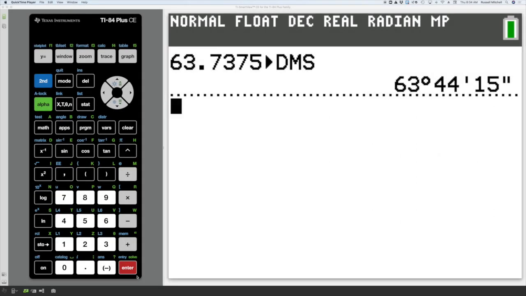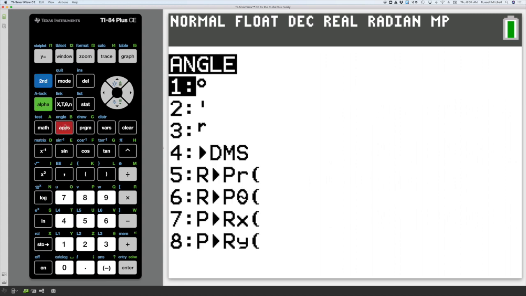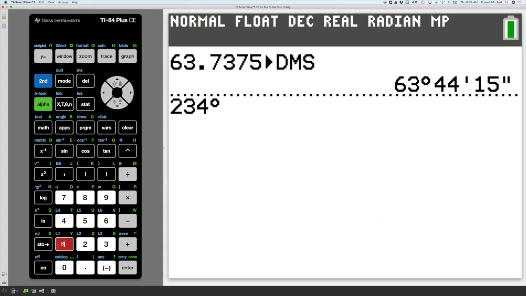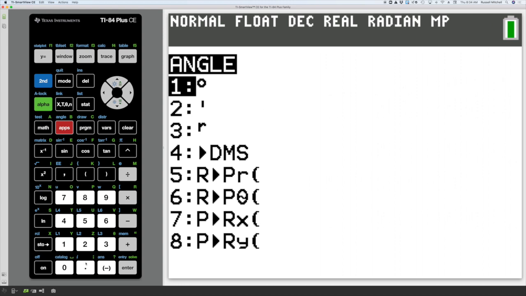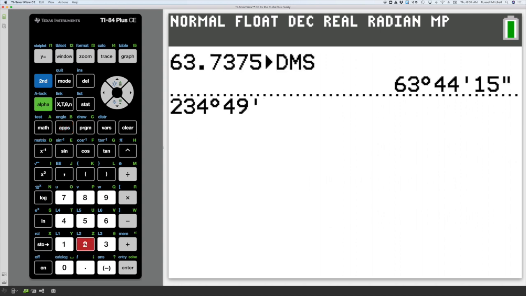So for this one, we're going to type in 234, and then we need the degree symbol. So to get the degree symbol, we're going to press second apps, and then it's number 1. And then we have 49 minutes, so we want to type 49. And the minute symbol, we have to press second and apps for the angle menu. Okay, and we're going to select number 2. Okay, so now we have minutes. Now you can't do 2 of these to mean seconds, okay? That doesn't work, all right?